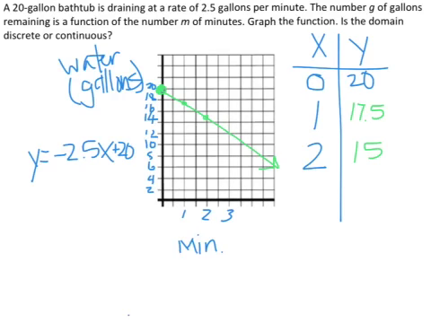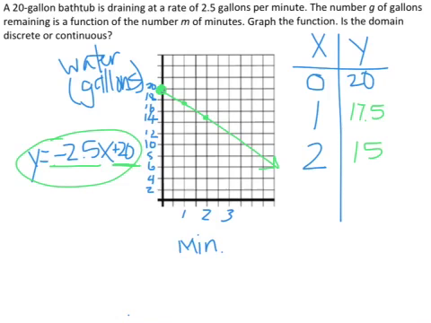All right, so here is what I have. I went ahead and created the function from what it told us. We had a 20-gallon bathtub, so we started at 20 gallons, and then we went down at 2.5 gallons per minute. So it was draining, so we were emptying the tub. So our amount of water in the tub should have gotten less as time went on. I went ahead and plugged in some numbers, and after 2 minutes I found that it was 15 gallons in the tub. After 1 minute it was 17.5, and I did the math there.